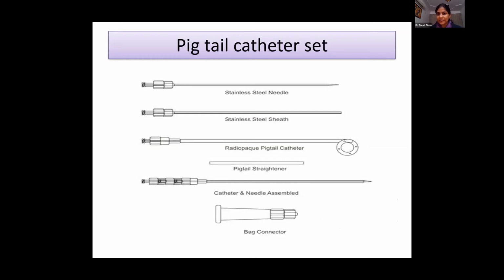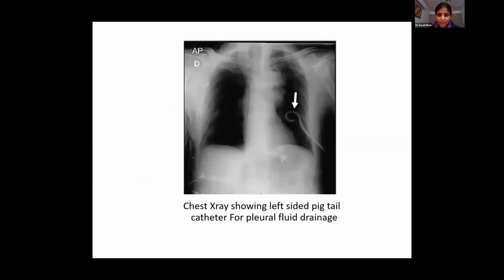We can see a pigtail catheter set. The palliative medicine residents might be familiar with this set: a stainless steel needle with a sheath, then a radio-opaque pigtail catheter, a pigtail straightener is available, and there is a catheter and a needle assembled. Then we can see on this chest X-ray, there's a pigtail catheter. We can see the coiled end on the X-ray, it is visible.